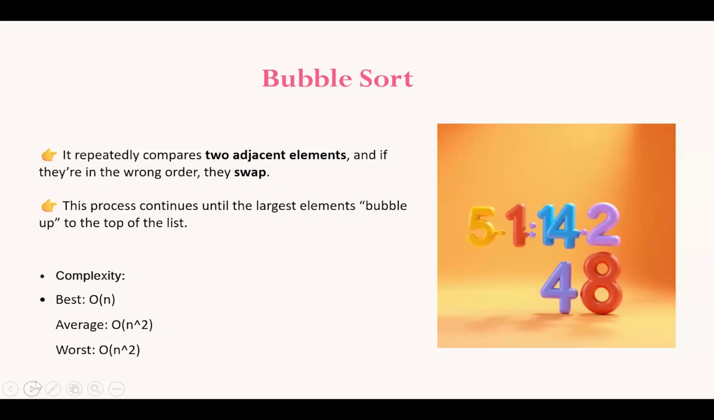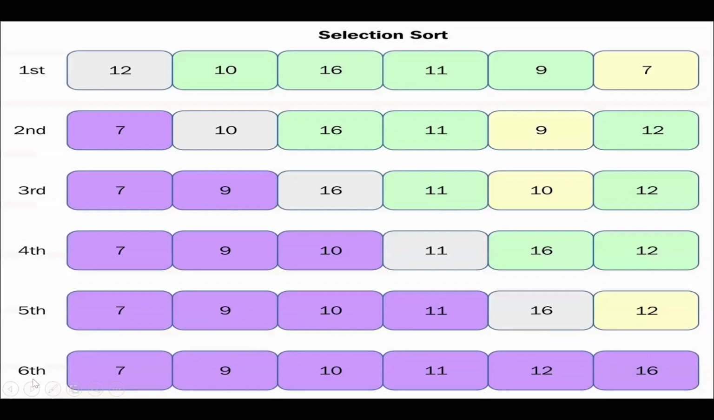I hope you all remember it. So what does it do? It repeatedly compares two adjacent elements, and if they are in the wrong order, it swaps them. This process continues until the largest elements bubble up to the top of the list. So what is the complexity? The best complexity is order of n. The average complexity and the worst complexity are order of n square. So this is the complexity. This has also been discussed in the previous session. So remembering the complexity is also important.